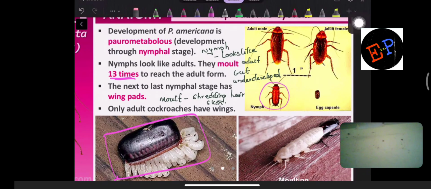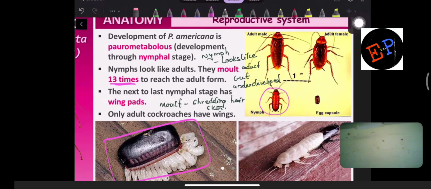So see here. The development of Periplaneta americana is paurometabolous. What is meant by paurometabolous? It means it has a nymph stage. The nymphal stage is present, so nymphs look like adults. They molt 13 times to reach the adult form. The next to last nymphal stage has wing pads.